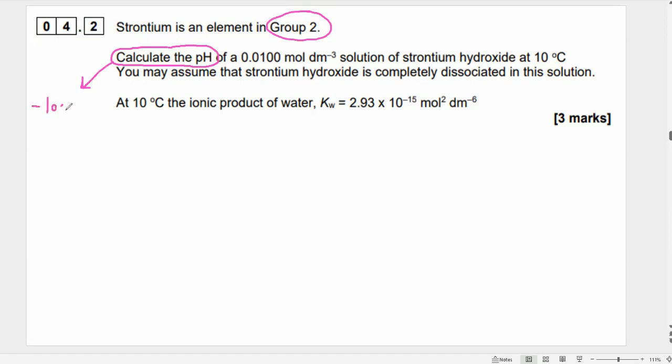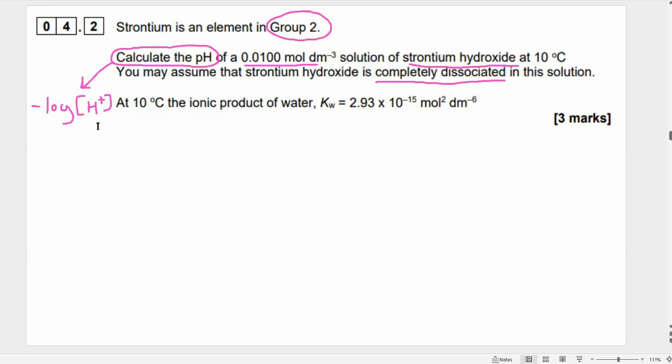So you're going to write minus log, going to put the hydrogen ion concentration. So you know that you have to find that hydrogen ion concentration. Here is the concentration of a solution of strontium hydroxide. You may assume that strontium hydroxide completely dissociated in this solution.